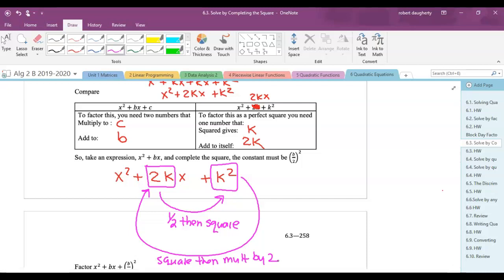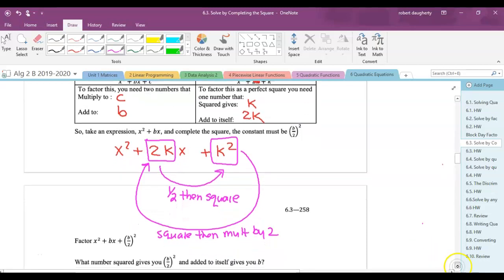So this is what a perfect square looks like when you multiply it out. X squared plus 2kx plus k squared, okay? That's what the perfect square looks like. So if I know what this number is, tell me how I get from this number to this number. You divide it by 2 and then you square it. To get from this number to this number, you take the square root and then you double it, okay?